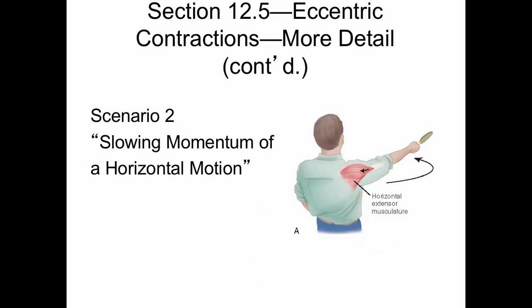Figure A shows a person who has just hit a ping pong ball with a forehand strike. The person is horizontally flexing the arm at the shoulder joint. To slow down the motion of the arm and to prevent it from moving too far, the person must eccentrically contract the muscles that do the opposite action of the forehand strike, i.e. horizontal extension.